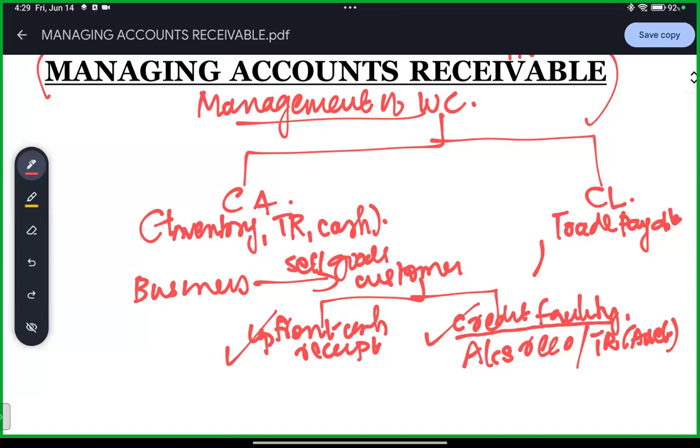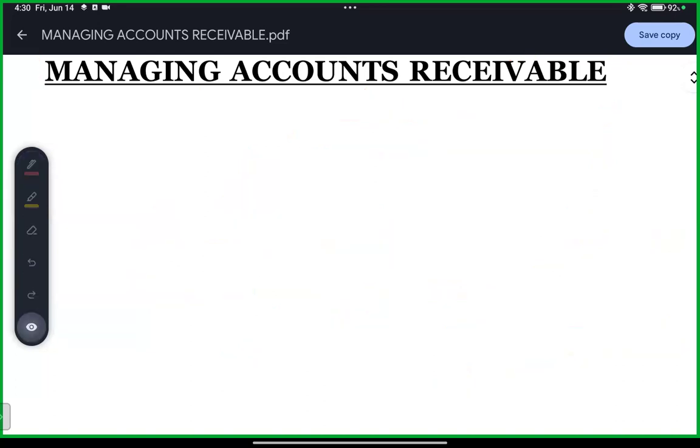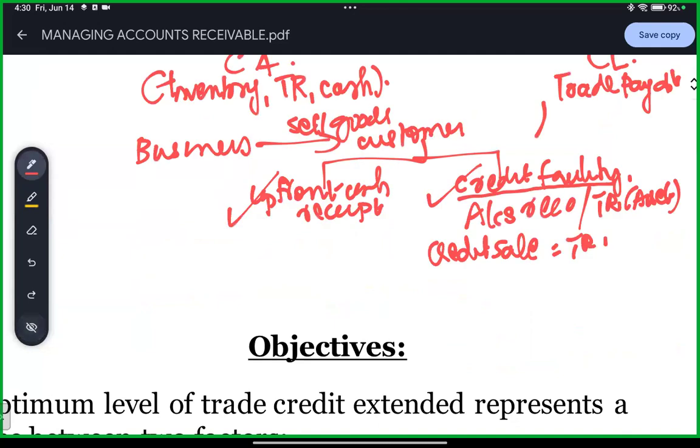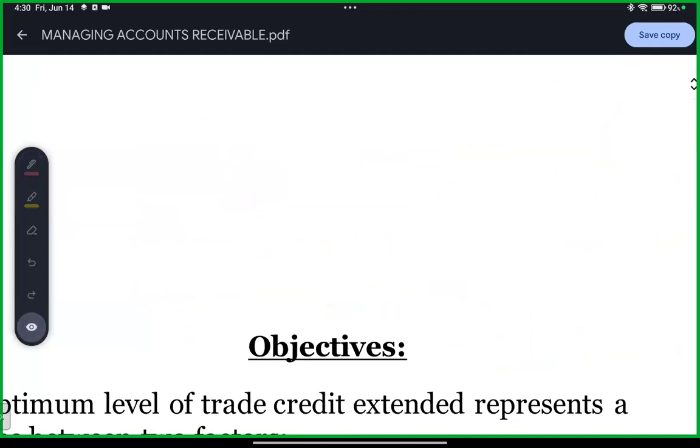So this is the background. Credit sale results in trade receivable. So when a business has credit sale, it results in trade receivable. Another aspect to keep in mind is the risks associated with credit sale.